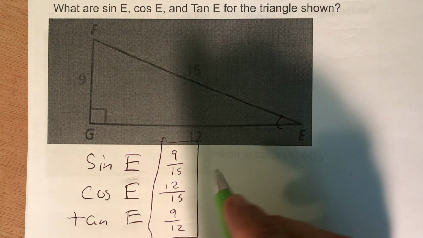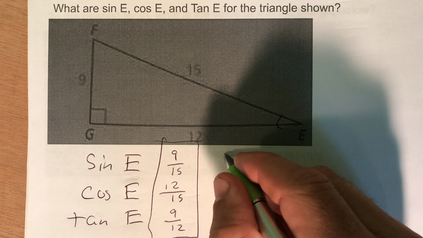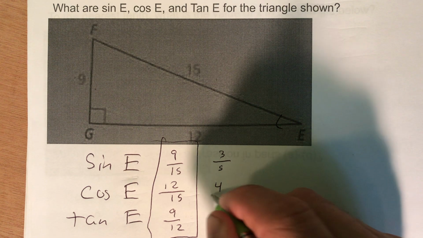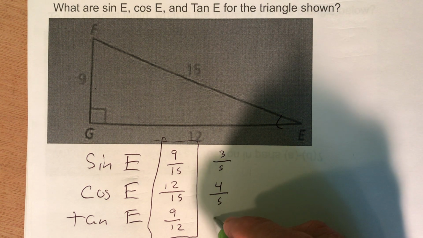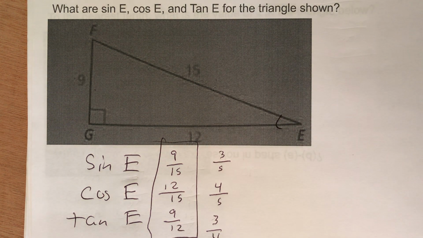You could reduce these all down if you really wanted to. So that'd be 3 over 5. This would be 4 over 5. And this would be 3/4 if you wanted to reduce them down.